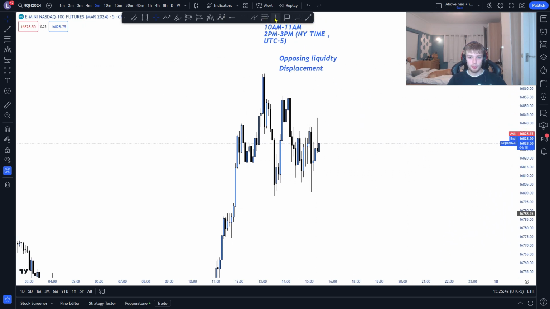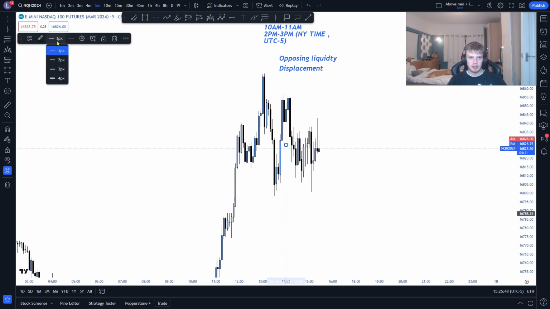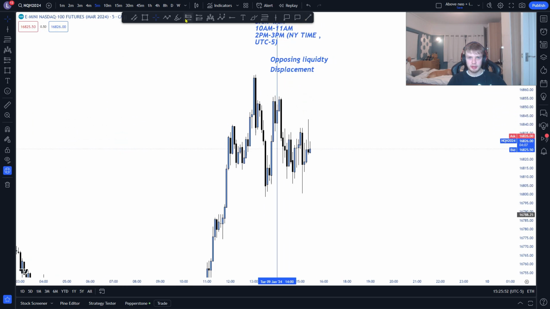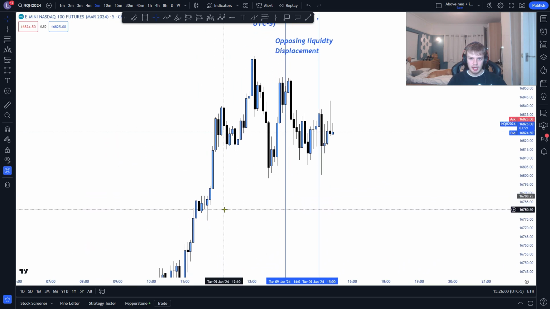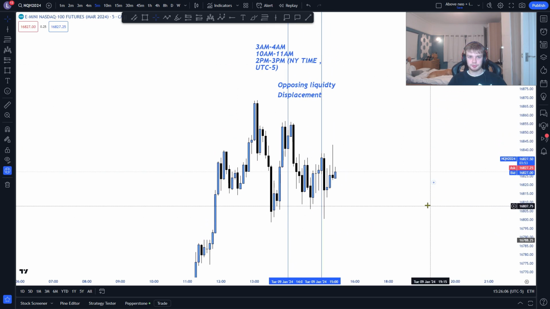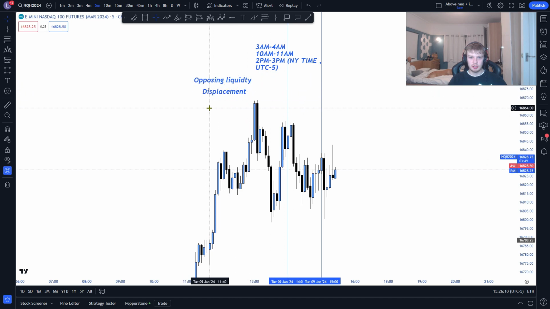Okay, so what we're going to do next is mark out the time. So as you can see, we have 2 p.m. here. Let me just make this darker for you so you can see it. That's 2 p.m. there, and then 3 p.m. is right here. Okay, so in this time frame is where we can take the silver bullet short, and as you can see, coincidentally, that is where the reversals happened. Okay, so now that you have your opposing liquidity, you need to look for displacement.